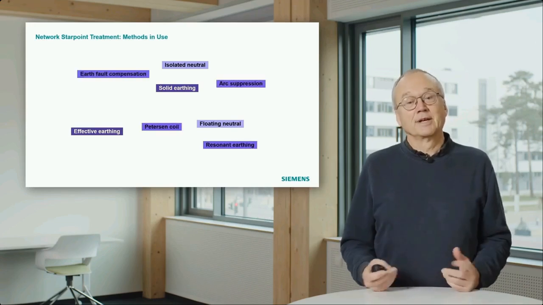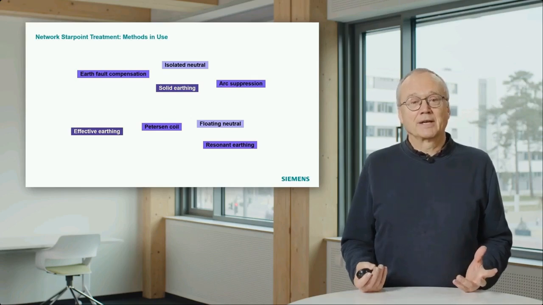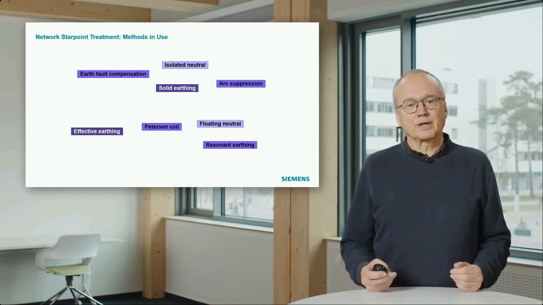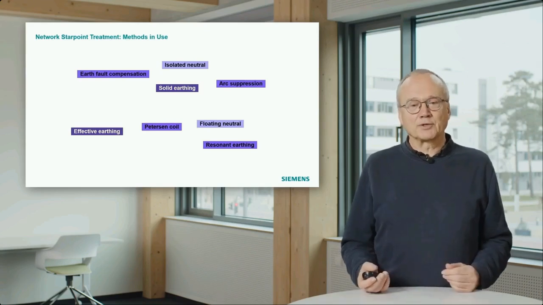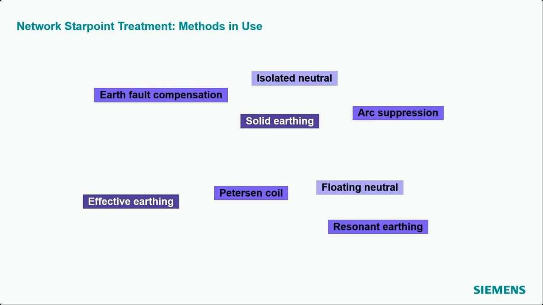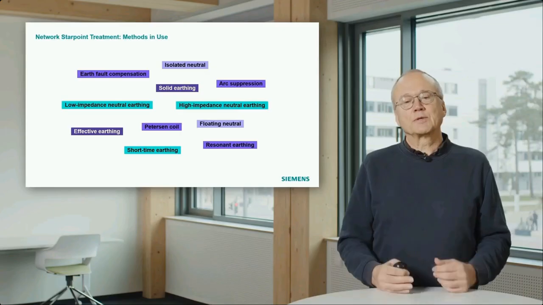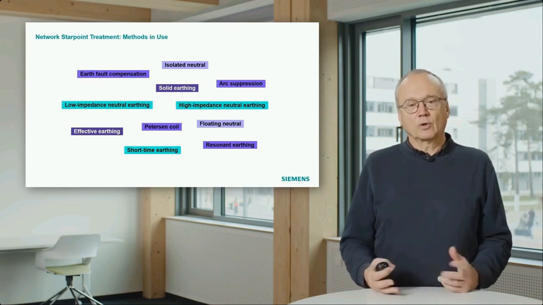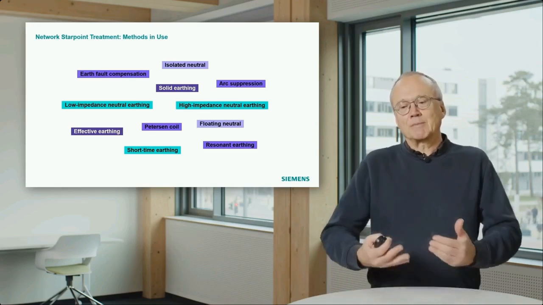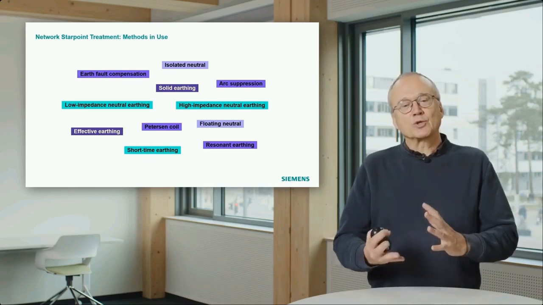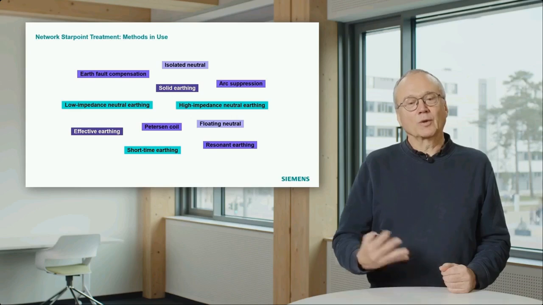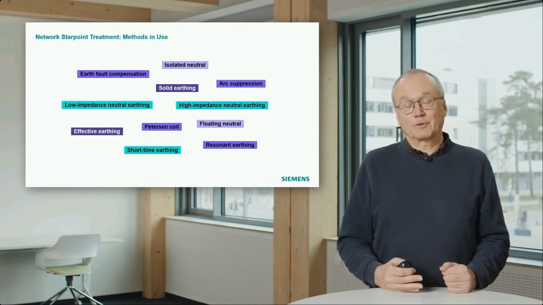One class, unfortunately it has different names, is earth fault compensation or arc suppression, or you call it grounding with Peterson coil or resonant earthing. That's a widely applied thing. And there are a few other methods. You can also put a resistance in between star point and ground, a low resistance or a higher value. It also influences behavior. And you can also do some short time earthing. That means during an earth fault, you change the star point treatment. And we will, at the end, have a short look at that.